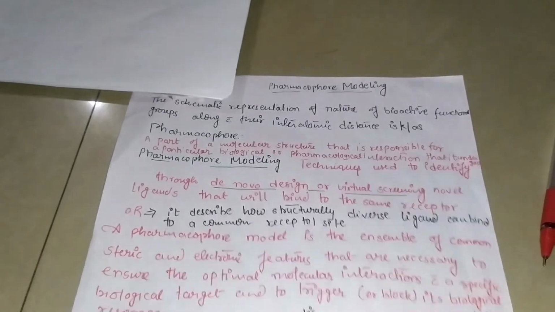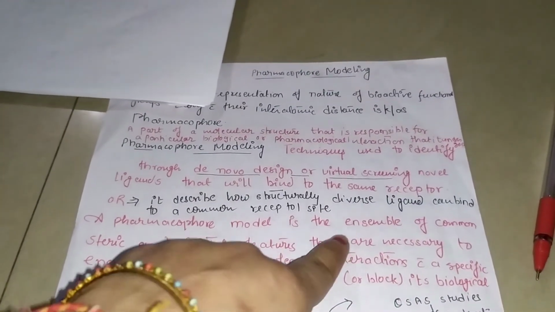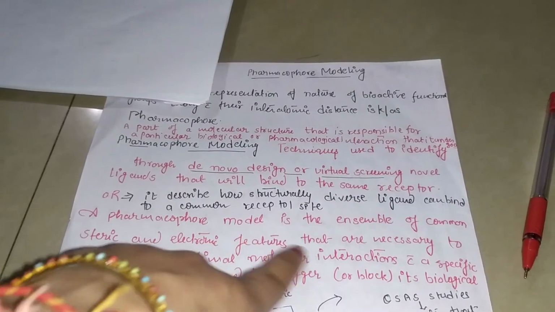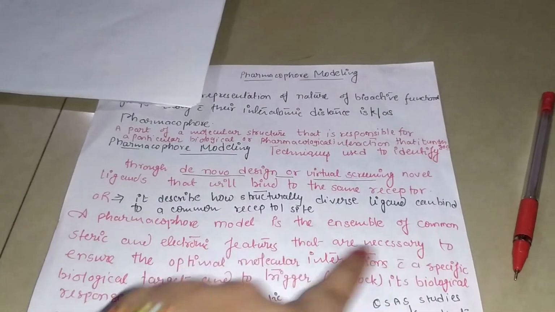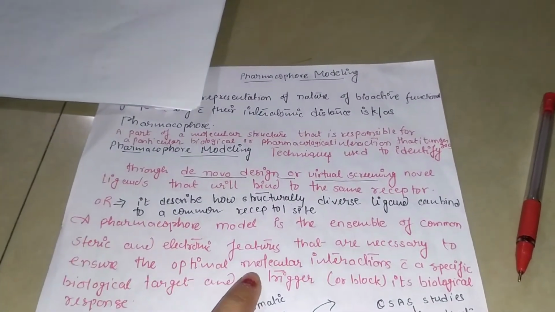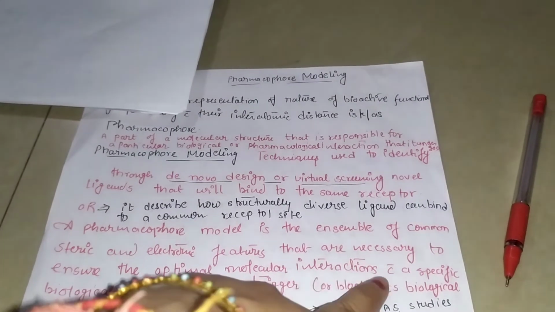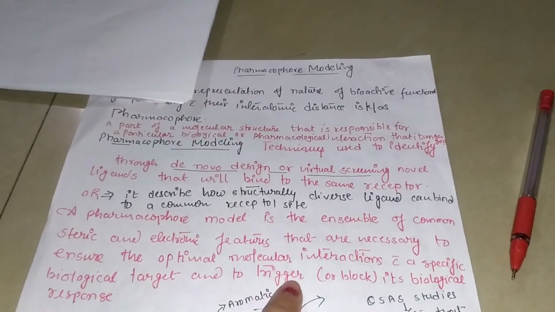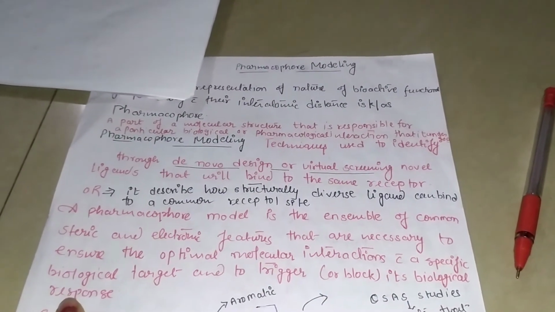An appropriate definition of a pharmacophore model is the ensemble of common steric and electronic features that are necessary to ensure optimal molecular interactions with a specific biological target and to trigger its biological response.